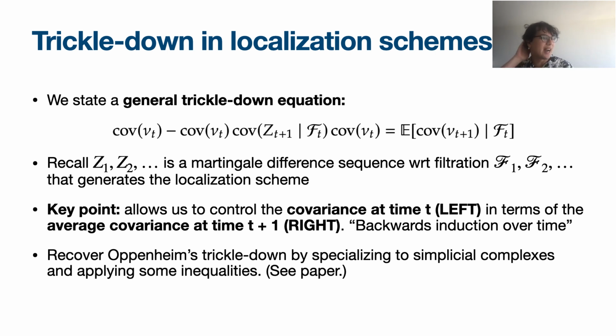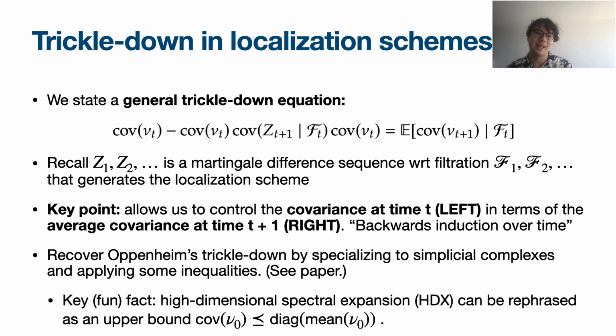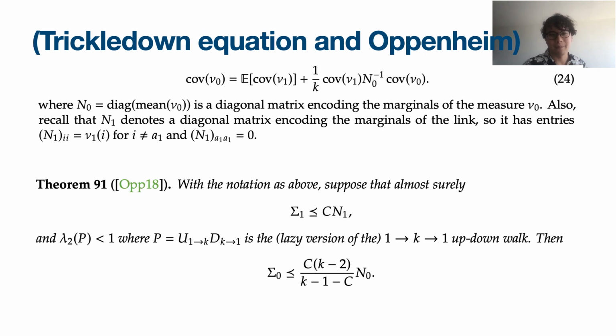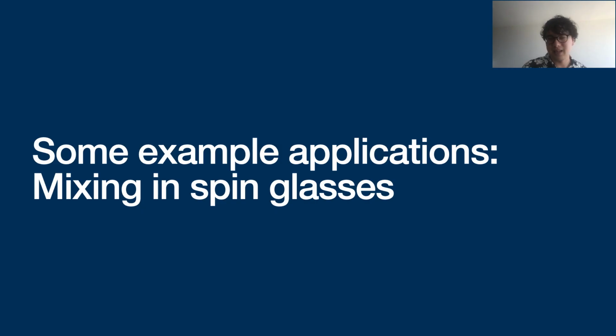Yeah, and by doing linear algebra, you can start with this covariance equation and you can recover trickle down. One of the key things you need to know here is that high dimensional expansion actually is the same thing as an upper bound on the covariance matrix, which again can be proved directly from linear algebra, but I think not everyone was necessarily aware of this, although it has been known for a long time. Okay, so this is just from our paper. Rephrased in this language, you can reinterpret Oppenheim as the upper bound on the covariance matrix, which is proved with this equation.